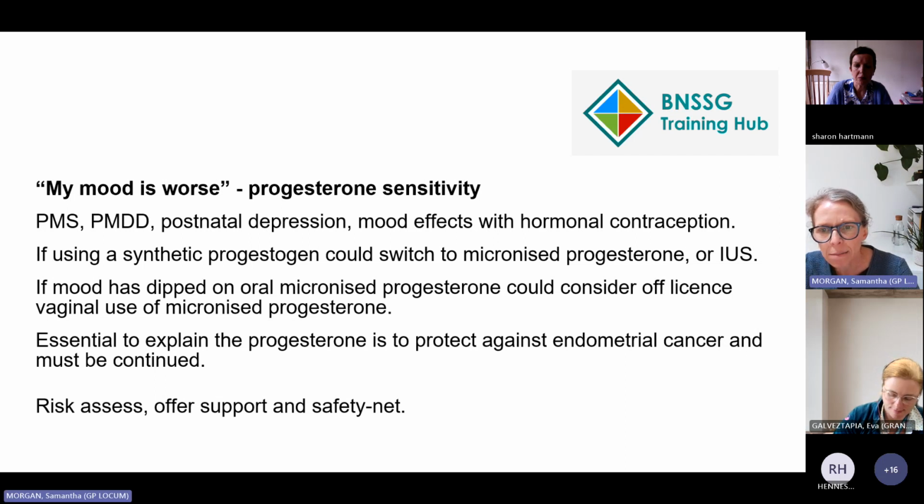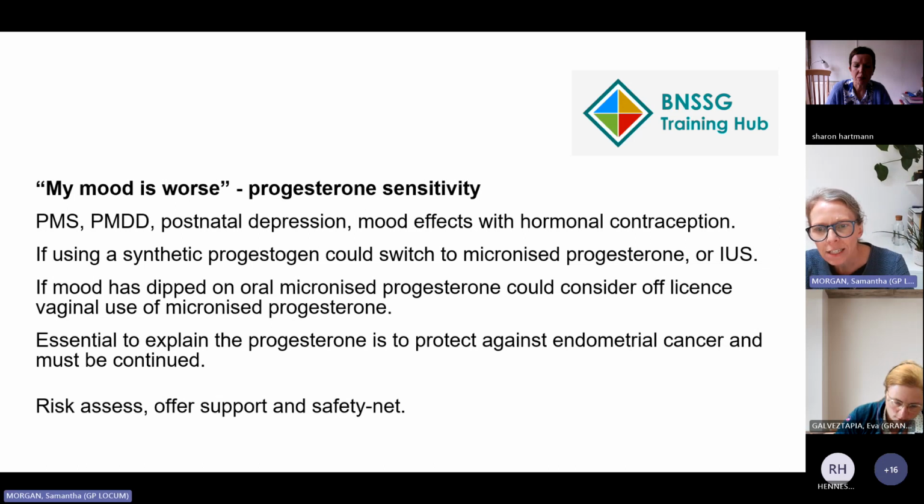But I think it is really important that we explain that the progesterone is essential. Sometimes if people are experiencing side effects and they start to recognize those side effects relate to the progesterone, they might choose to stop taking it. They feel great with the estrogen, don't feel so good with the progestogen. So it's really important that we explain that this is to protect against cancer. This is a really essential part of their regime, and we really need to work with them to look at what we can do to optimize how to take it.